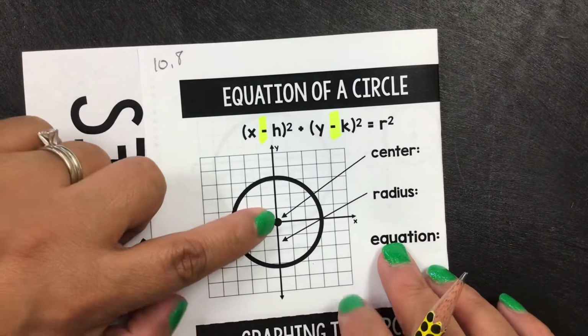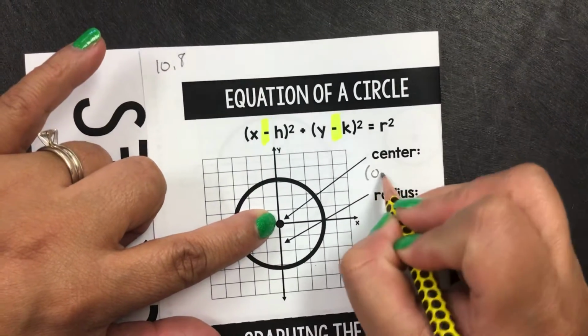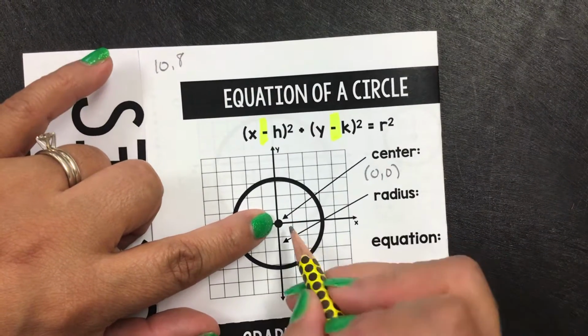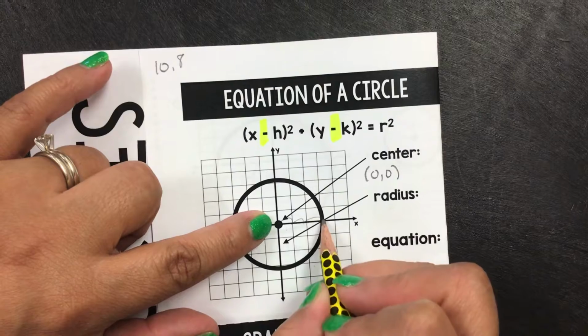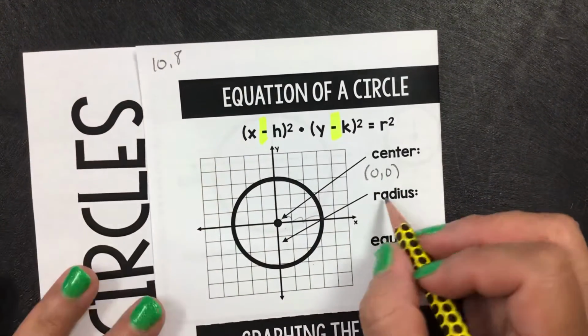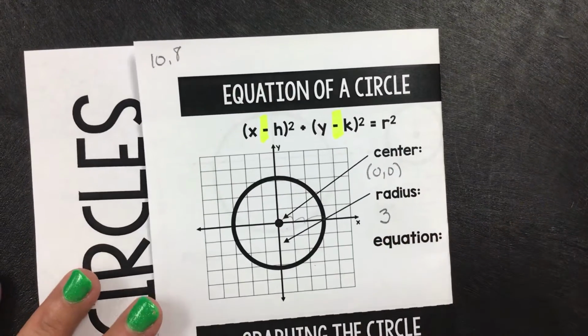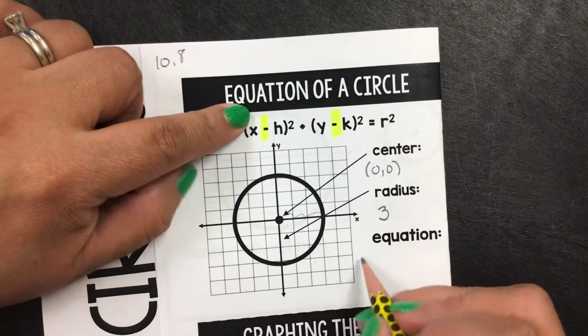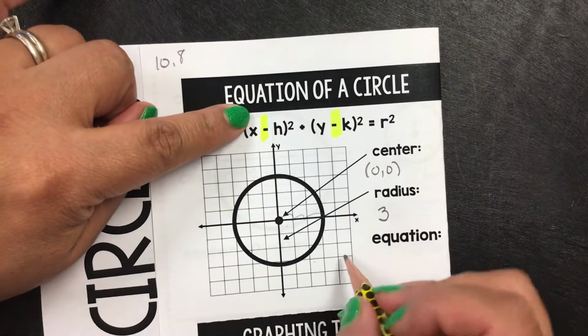The center of this circle is 0, 0. The radius is always going to be this number right here, 1, 2, 3. You can count to the side or up and down. It would be the same number. So 3. And therefore, the equation would be, we just substitute in the value. So on your homework, please substitute in the value.